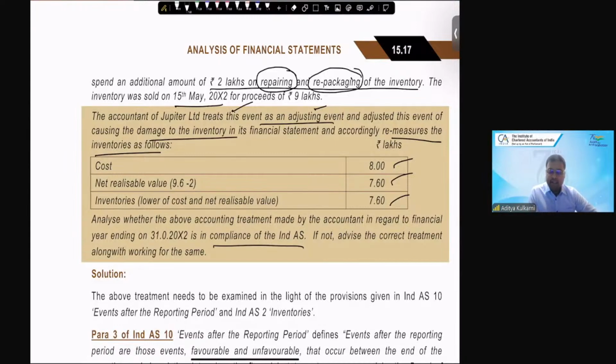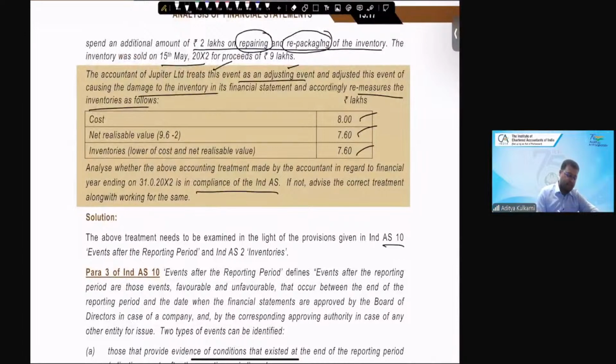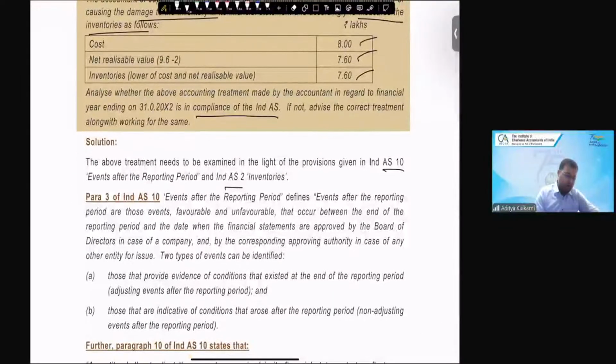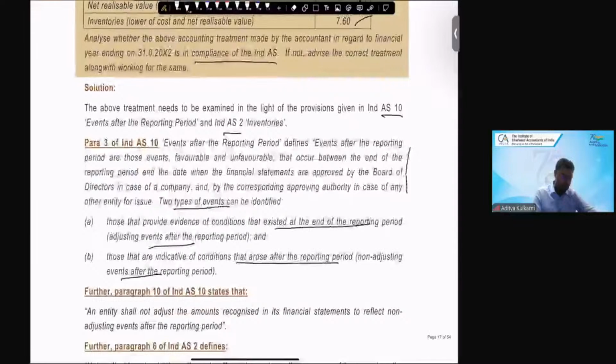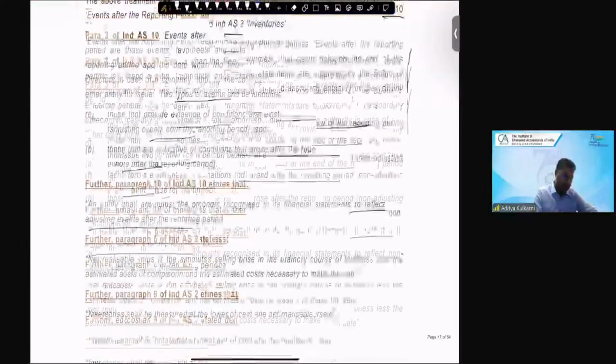In this case, you need to identify two standards, Ind AS 10 and Ind AS 2. Events after the reporting date are defined, and then two types of events can be identified: indicative of conditions that existed at the end of the reporting period, or indicative of conditions that arose after the reporting period. So this is clearly after the reporting period. Do not adjust amounts recognized in the financial statements to reflect non-adjusting events after the reporting period.